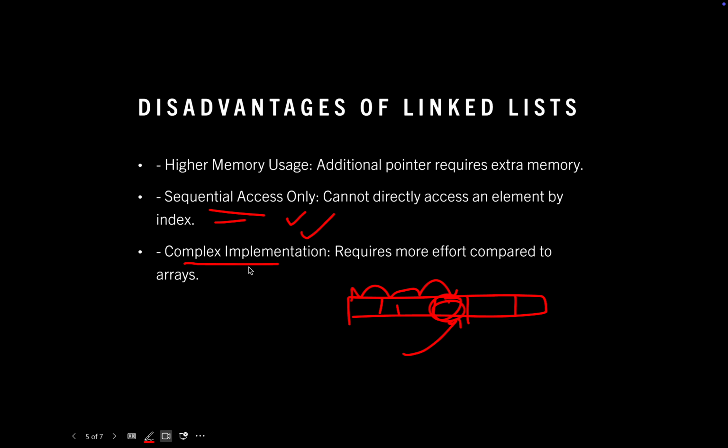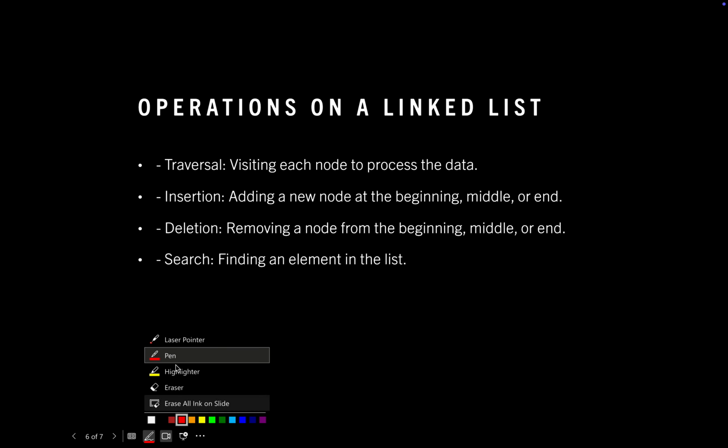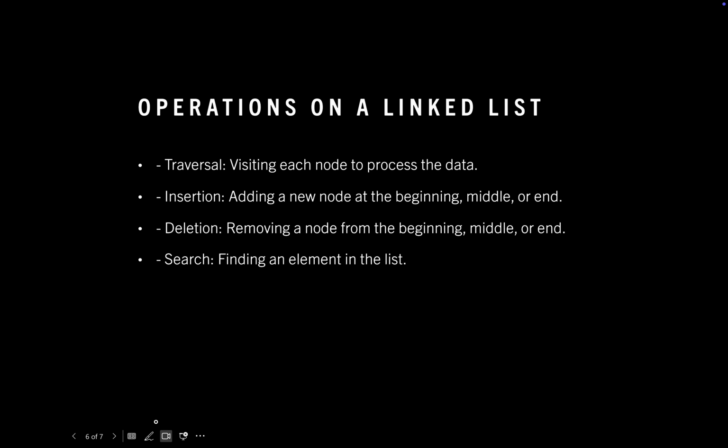The third is complex implementation, which requires more effort compared to an array. If you write code on a linked list, you find it harder as compared to an array, but not so much harder. It is easily understood, but compared to an array it is quite difficult. So let's move forward. What kind of operations do you often use on a linked list?